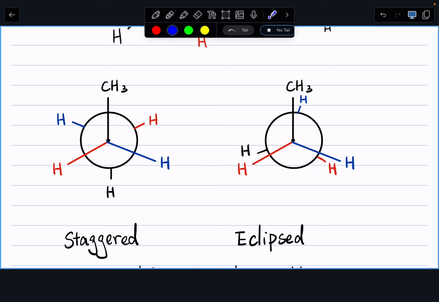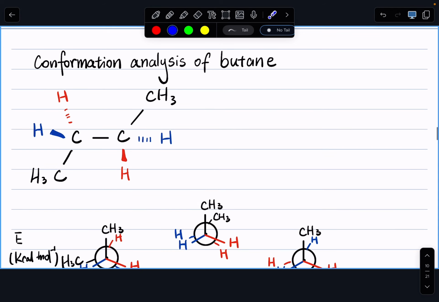And things can become more complicated when we look at an even larger molecule, which is butane. So we're going to do the same kind of analysis for butane. Now it's butane, so four carbons. And in this case, we're doing the same thing. Well, actually I should do it this way.